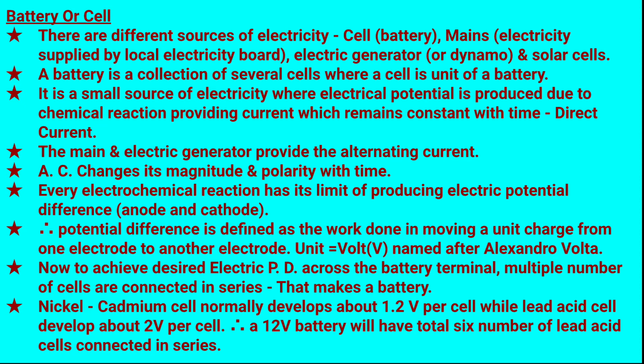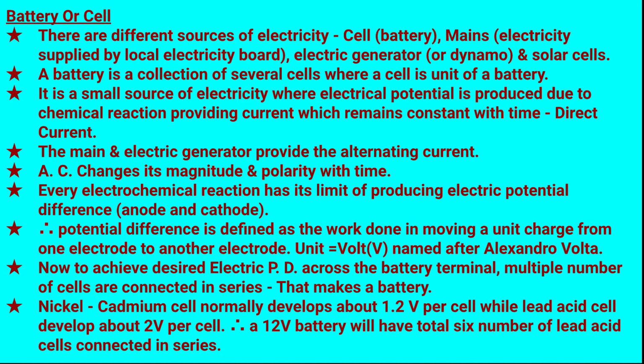A battery is a small source of electricity where electrical potential is produced due to a chemical reaction, which provides a current that remains constant with time. This is known as direct current. The mains and the electric generator provide alternating current, which is not direct current. Alternating current changes its magnitude and polarity with time.